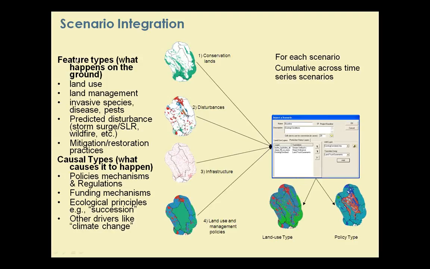With Vista, we have two attributes. We have what we call a feature type or a land use intent type that is defining what's happening on the ground, I should say, in the water, in the air, and causal types of what's causing it to happen, sort of policy mechanisms and principles like succession or drivers like climate change. We're going to get many, many different data sources representing different land stewards and sectors. We're going to bring those together, and we're going to crosswalk those and integrate those and output what we call a land use type map and a policy type map. And that's going to be done for each of our scenarios.